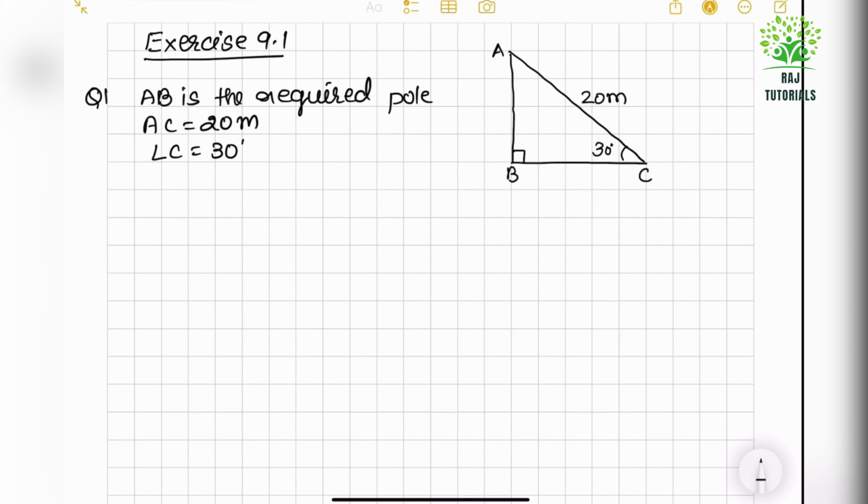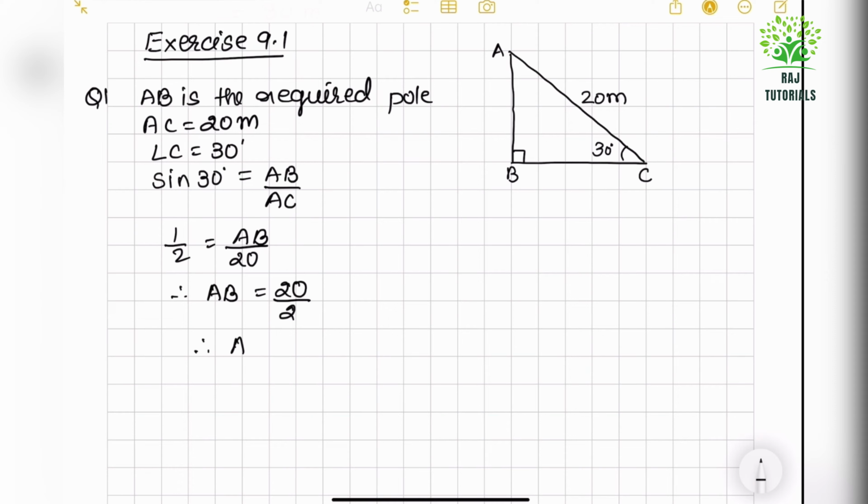So can I say sine 30 equal to AB upon AC? So sine 30 will be 1 by 2, equal to AB, which I don't know, upon AC, that is 20. So from this I can say AB equal to 20 by 2. Therefore AB will be 10 meter.